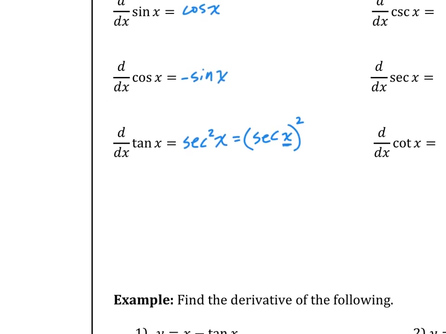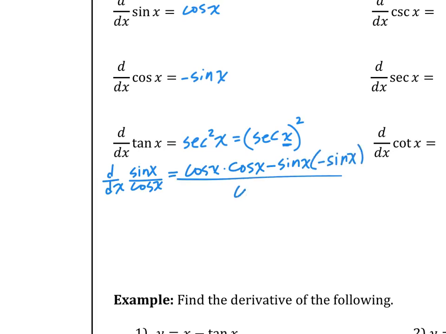Now, if you really don't remember, what you can do is change it into sine over cosine. I don't recommend doing that because it's going to take you way too long, but just in case you don't remember the derivative of tangent. This is basically a quotient rule because we have two functions divided by each other. So low d high minus high d low all over low squared.